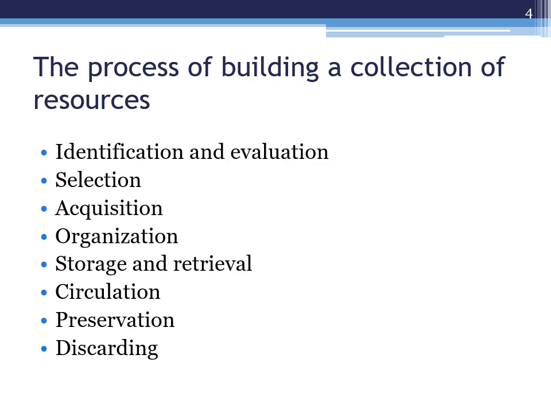So the process of building a collection of resources should be: identify and evaluate the resources, and then finally select and acquire them for your information agency, and then you need to organize, store, and provide a retrieval system, and then you need to provide the circulation functions, right? And then you need to preserve, and if you decide not to preserve them, you need to discard the resources, I mean the collections. So let's discuss each of these processes.